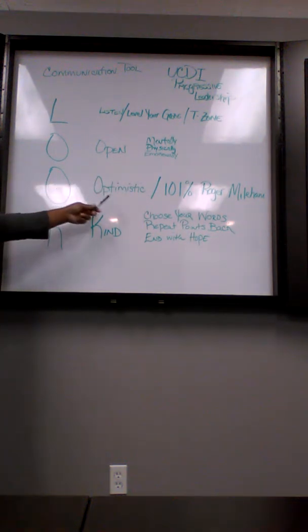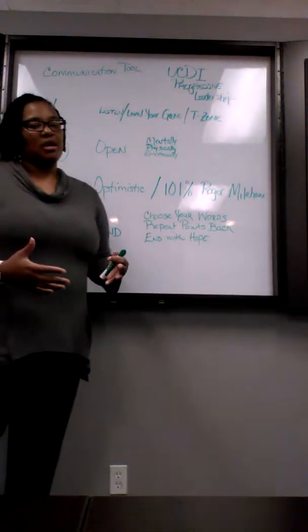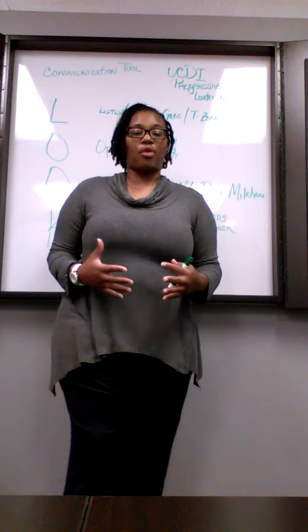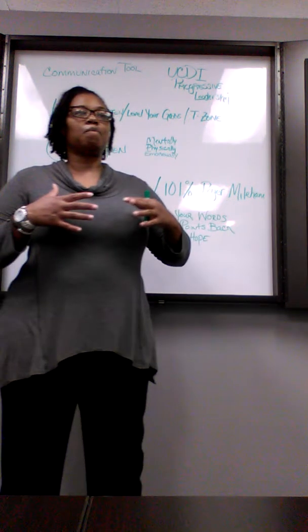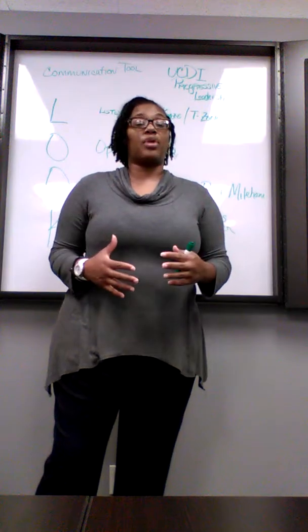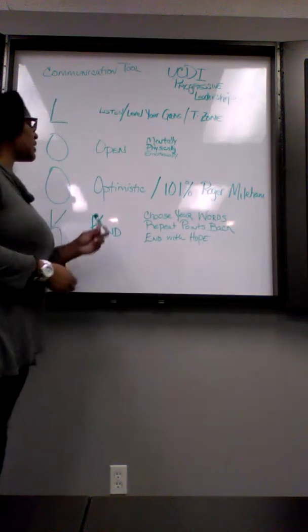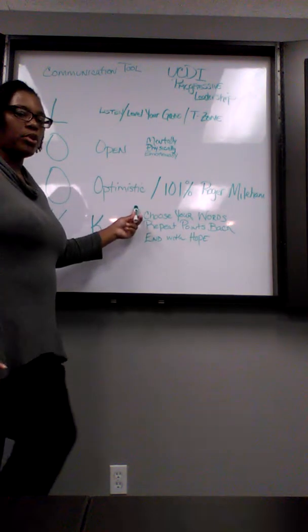The second O is for optimistic. You want to be optimistic about this conversation. The fact that you're having this conversation is progress. It's not the end of the road. It's progress, whether it's toward closure or toward the next thing. So you want to be optimistic that you can come up with a solution.